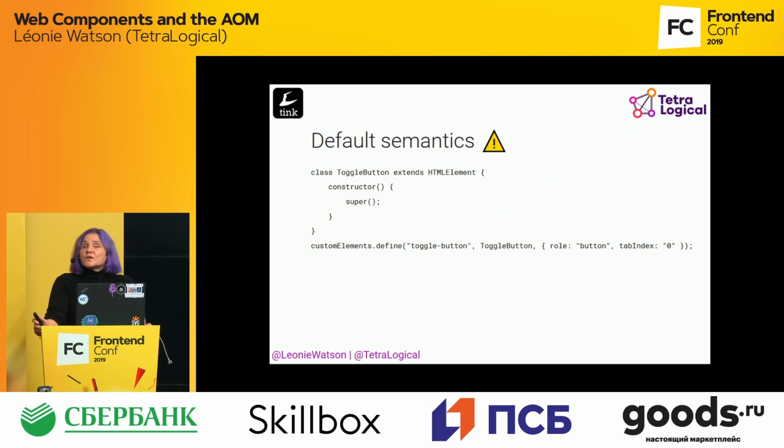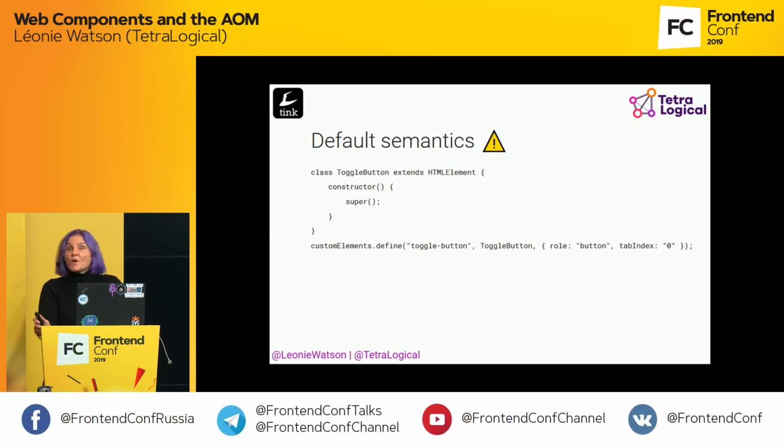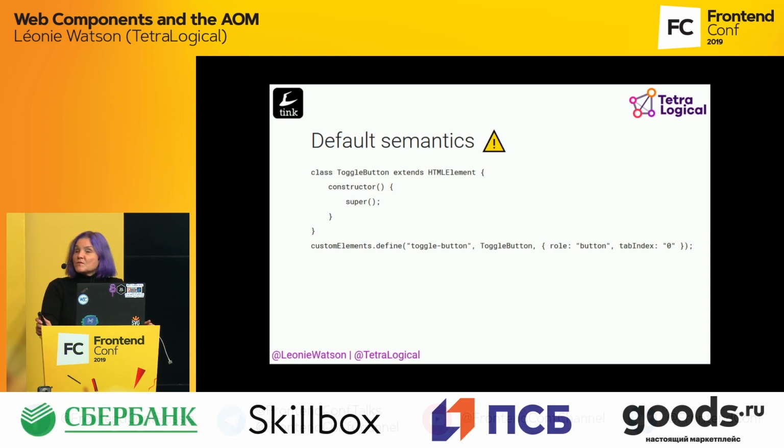So one option, as I said, is for default semantics. So we can add it to the definition of our custom element. So we just define the accessibility properties of the button element when we define the custom element itself. In this case, that it has a role of button, it has a tab index of 0 to make it focusable, and the ARIA pressed attribute can be set. So that's one way of doing it.